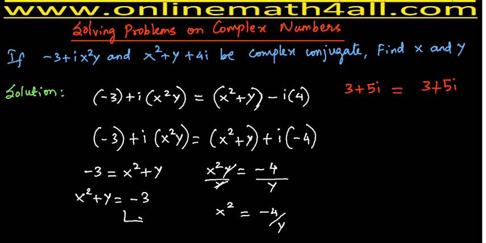I consider this one as the first equation, and this one as the second equation. So now, from the second equation, we know that x square is equal to negative 4 over y. The same can be applied in the first equation. So for x square we can plug in negative 4 over y, which is equal to x square, as we have in the second equation. I'll just continue the problem on the next page.